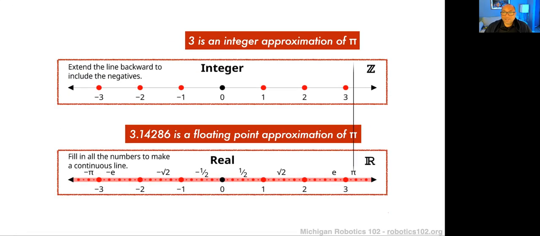And so we should note, if we're just thinking about these on the number line, we're laying out the integers. We can see that 3 has a lot of space between where the 3 is and where pi actually is. And so that's not a great approximation. If we think about our floating point numbers, which extend across the real number line, we get a better approximation of pi, which is going to be more useful to us.